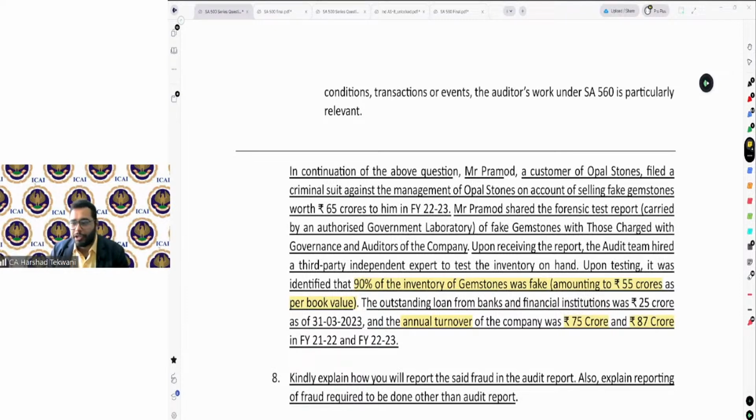Come on, guys, where will you report this, how will you report in the audit report, and other than the audit report, where will you report? I need detail if you are giving an answer. Detail in the sense, provide the reference of SA or any other applicable standard on the basis of which you will report.